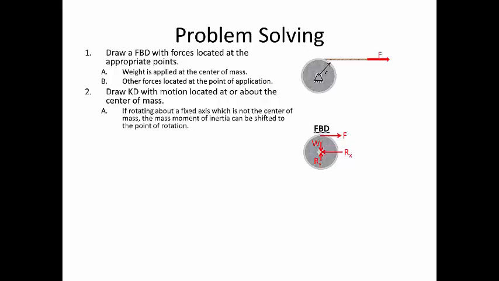If it's rotating about a fixed axis which is not the center of mass, the mass moment of inertia can be shifted using the parallel axis theorem to the point of rotation. But in this case, we are rotating about the center of mass, so our kinetic diagram looks like this, with our mass moment of inertia times our angular acceleration.